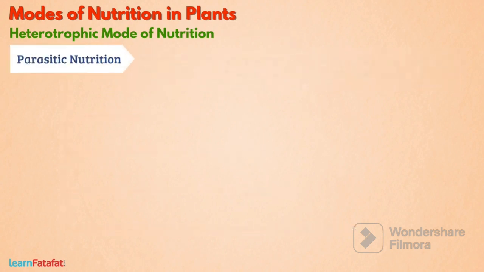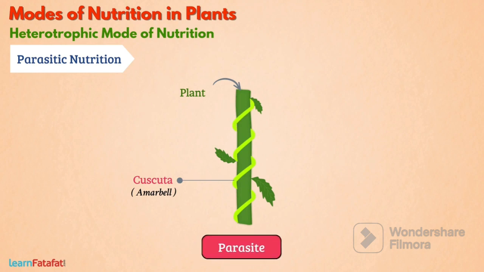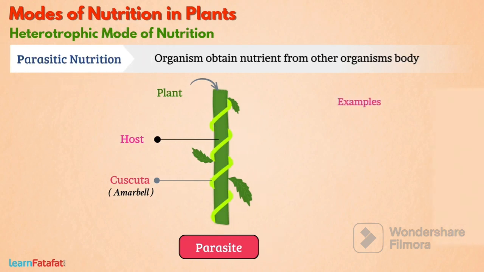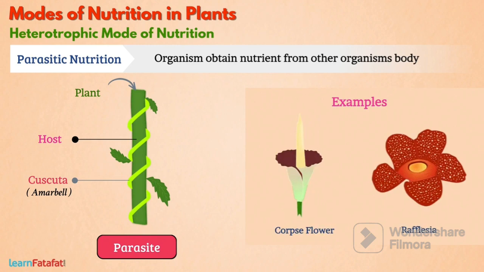Parasitic nutrition. Some plants like Cuscuta, locally called amarpel, grow over other plants and obtain nutrients from them. Such a plant is called a parasite. And the plant over which it grows and obtains nutrients is called the host. Such a mode of nutrition in which an organism obtains nutrients from another organism's body is called parasitic mode of nutrition. Other examples of parasitic plants are copse flower, Rafflesia, etc.